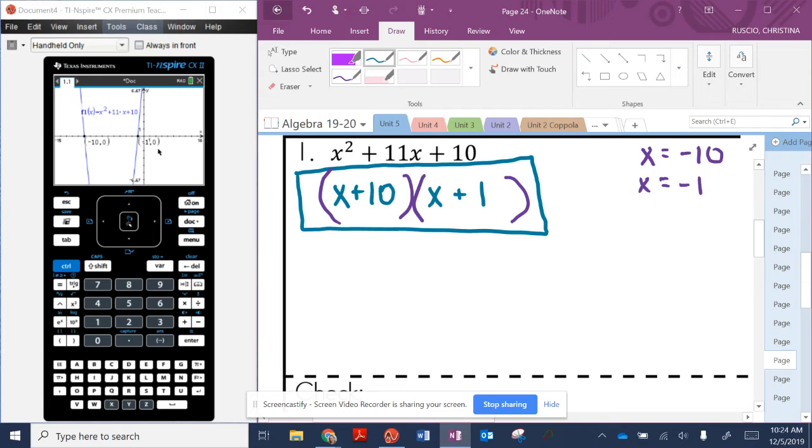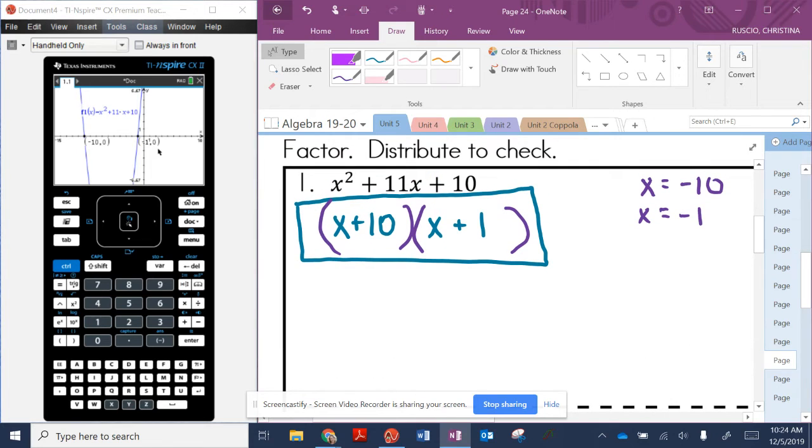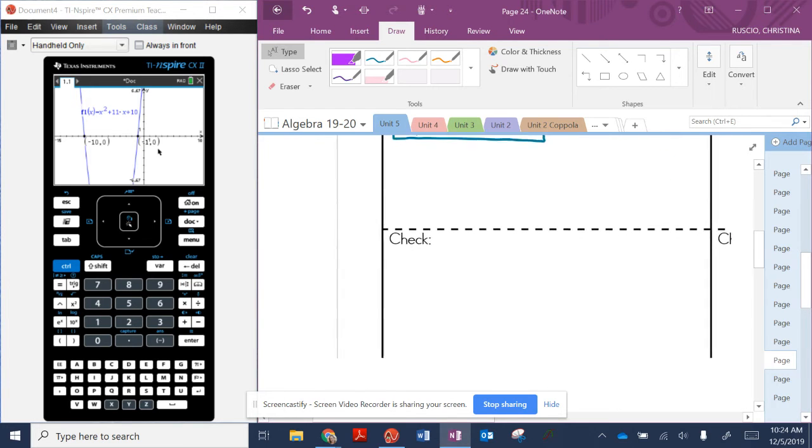This is our answer. But because we're relying on technology to do this problem, we need to check. We are going to check using the box method because this is how we would double distribute. What we're going to try to do to prove algebraically is that this is the same as that. So let's set up the box.